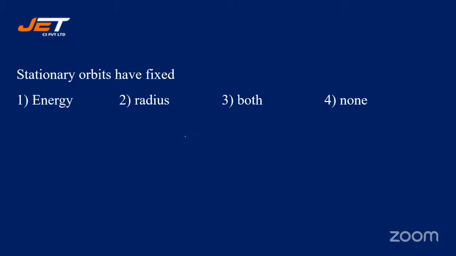Next question. Stationary orbits have fixed, and your options are number one, energy, option number two, radius, option number three, both, or is it option number four, none? Stationary orbits. Now, this is a common question. Use your logic, then I'll tell you how you can do these kinds of questions if you are confused as well.